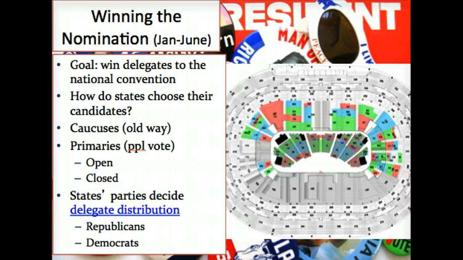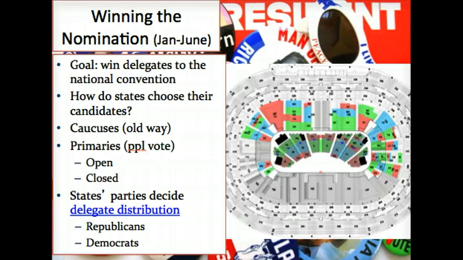So like you would get up and move to Chris Christie's corner, and then they would literally count who's in whose corner, and then the candidate that gets the most support wins that state's delegation. That's the old way of doing it. Not so many caucuses anymore.